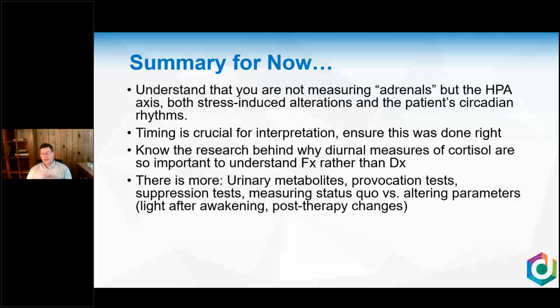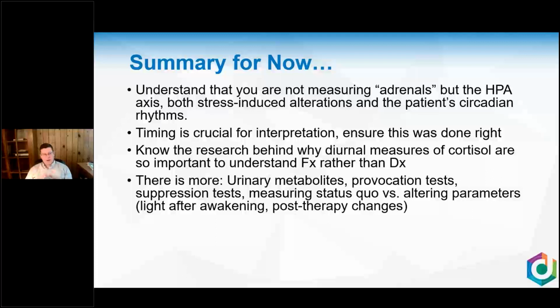These are things that, again, some of you can definitely use. We typically see provocation when we think of ACTH stimulation, but the Trier Social Stress Test is another way. The cortisol awakening response in some ways is trying to use awakening as a provocation. But suppression, dexamethasone, is a suppression test, measuring the status quo versus altering parameters.